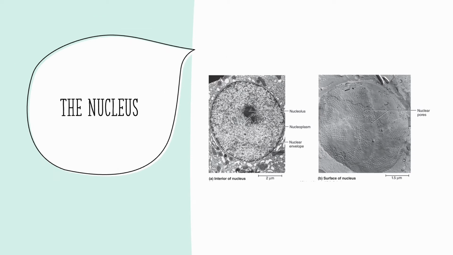Here's a great picture of the nucleus. Here's the nucleoplasm, the liquid and stuff inside the nucleus. Then you have the nuclear envelope, which is right here and goes all the way around. And then you have the nuclear pores in this picture right here. That's a really good picture. This is the surface of the nucleus, and this is the interior of the nucleus.